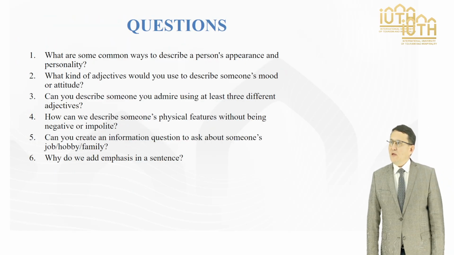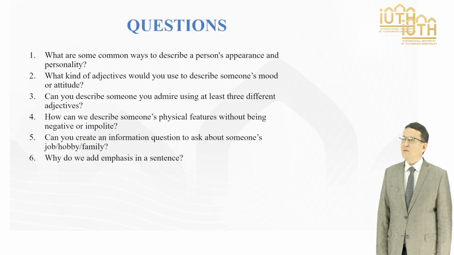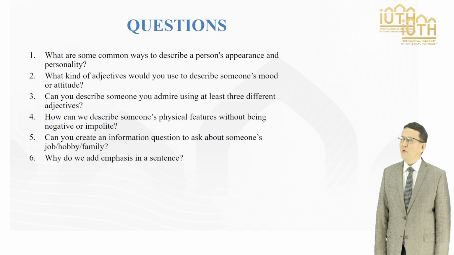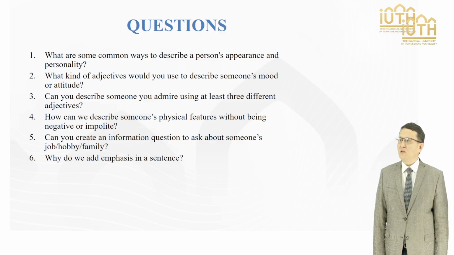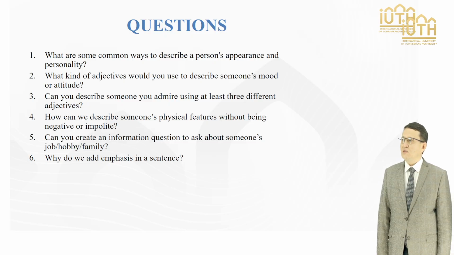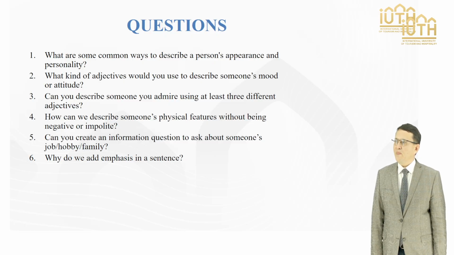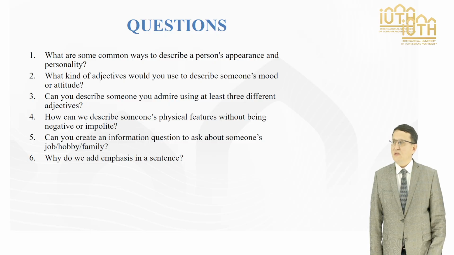Okay, so questions that you have to answer. Dear students, we have 6 questions. The first one, what are some common ways to describe a person's appearance and personality? The second, what kind of adjectives would you use to describe someone's mood or attitude? The third one, can you describe someone you admire using at least 3 different adjectives? The fourth one, how can we describe someone's physical features without being negative or impolite? The fifth one, can you create an information question to ask about someone's job, hobby, or family? The last one, why do we add emphasis in a sentence?